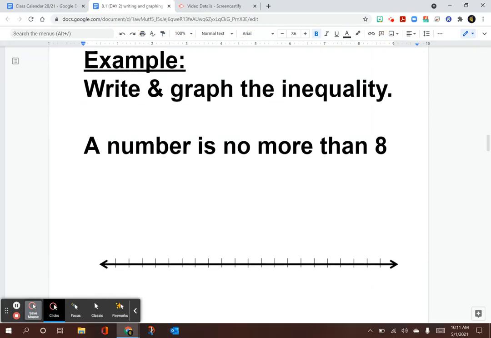So this time I'm going to write and then graph. Mine has the wording, a number.